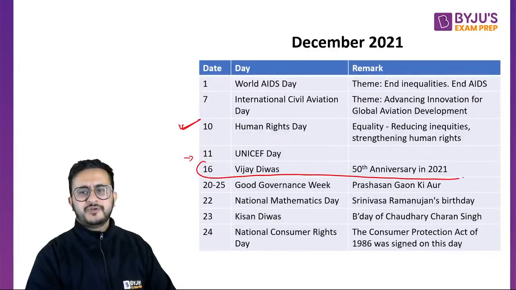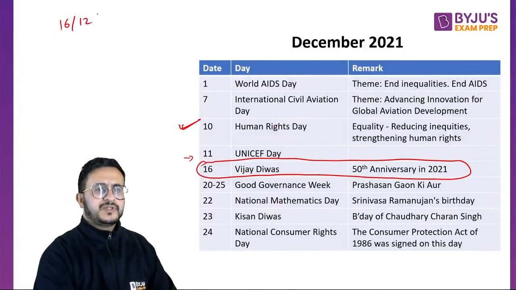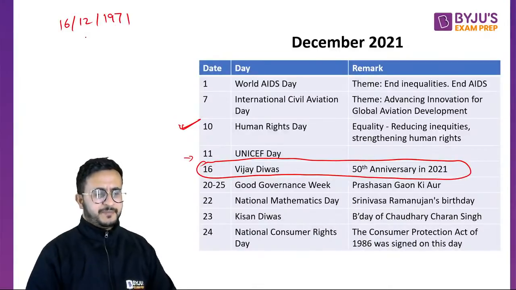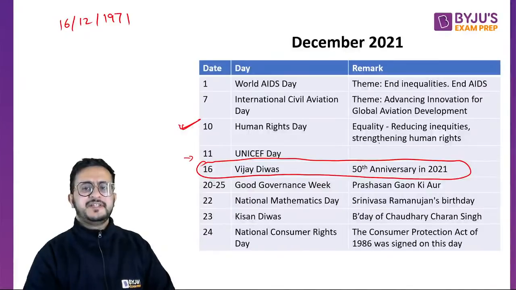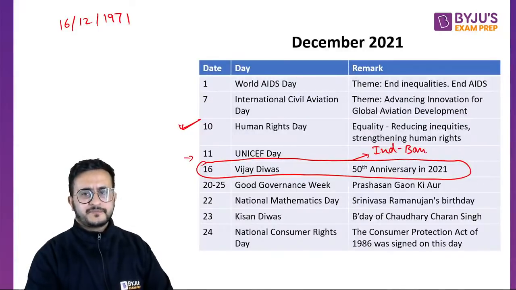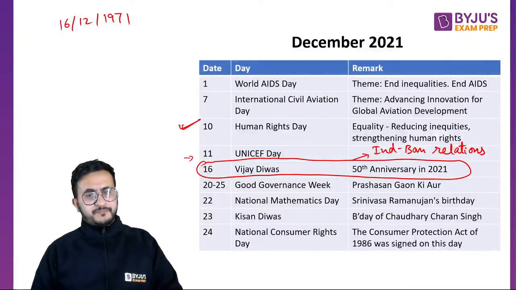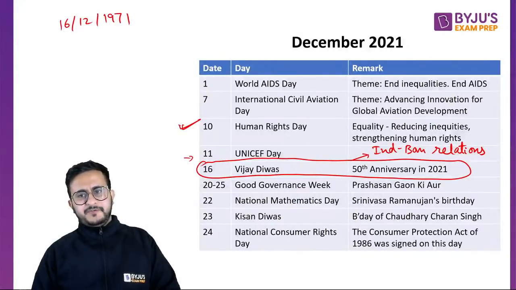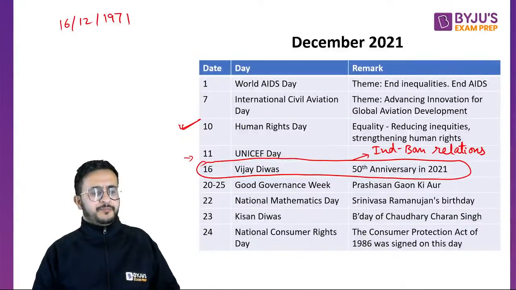Now this is important because it was the 50th anniversary, right? On 16 December 1971, India defeated Pakistan and Bangladesh was formed. So this was the 50th anniversary. From that perspective, do read about India-Bangladesh relations. This is of significance, India Bangladesh foreign relations. In case you are preparing for other exams also, this is quite an important event for the current affairs this year.